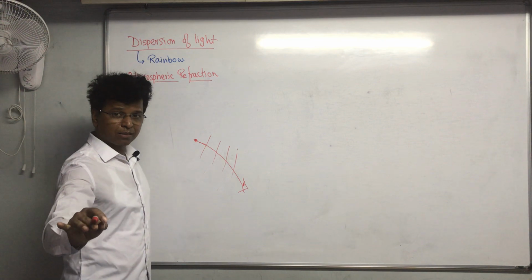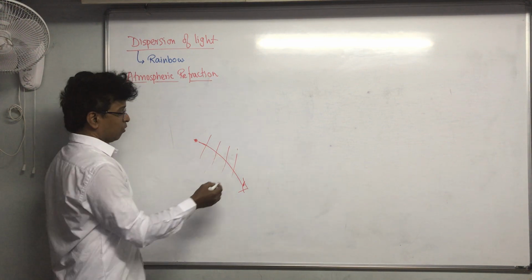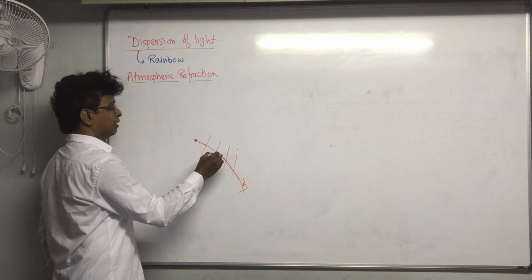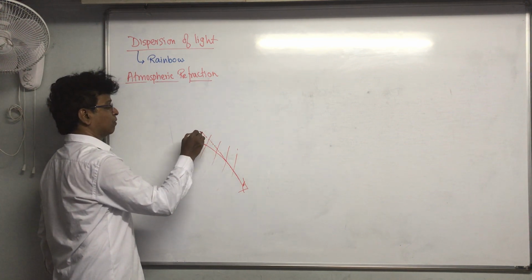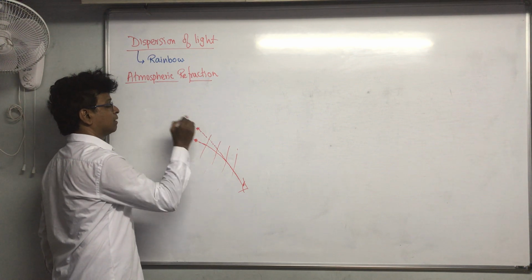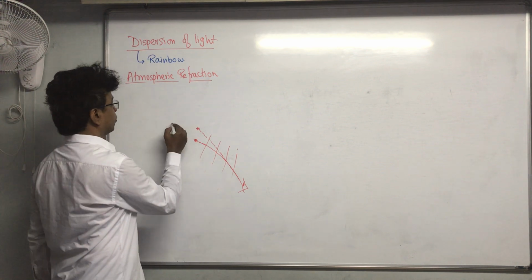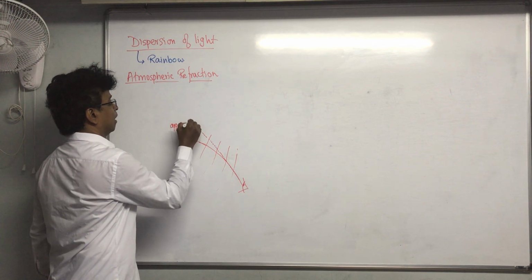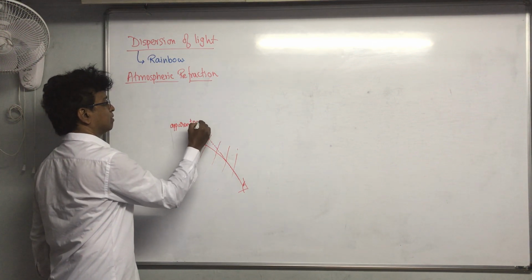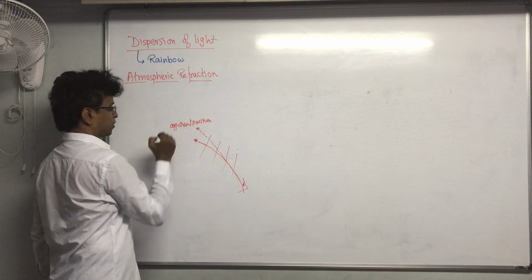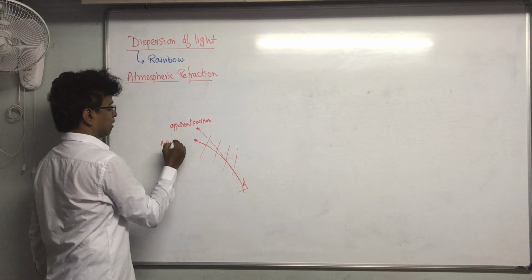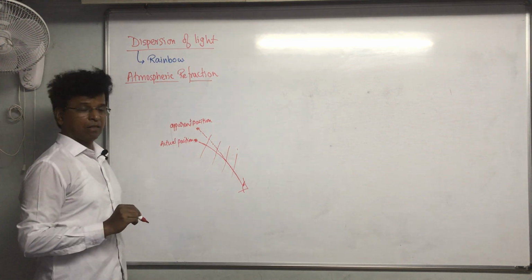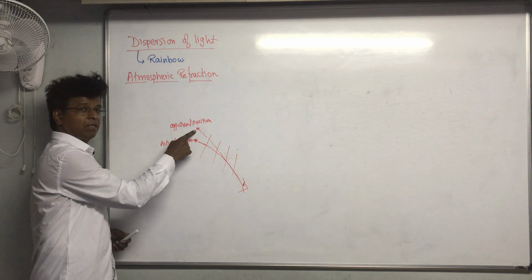But for us, where does this appear to be? It has to be a straight line now. And for us this is the position of the star, the apparent position of the star. Apparent means the position of the star as it appears, and this is the actual position of the star.